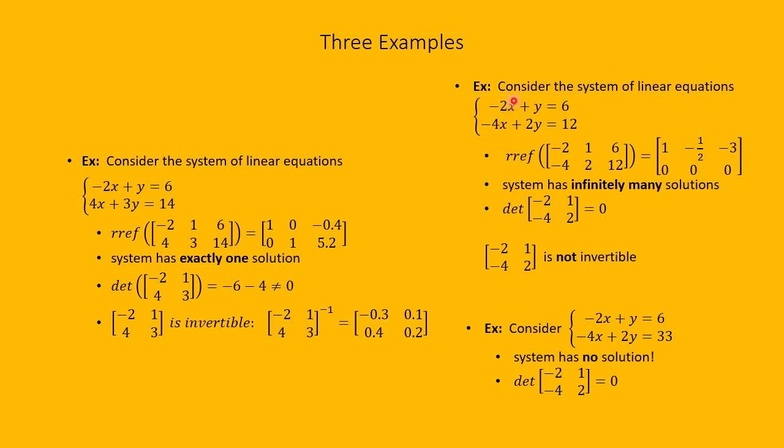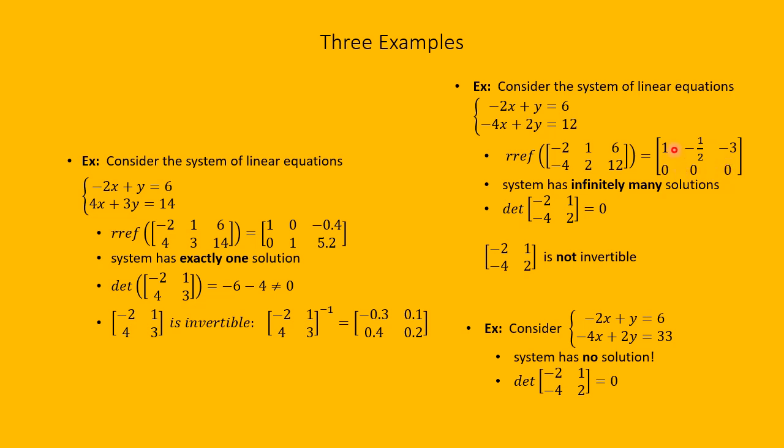So that would tell us that we have infinitely many solutions. If we didn't notice that, we could use our standard procedure. Here is the augmented matrix for the system of equations. The reduced row echelon form of this matrix is this one.